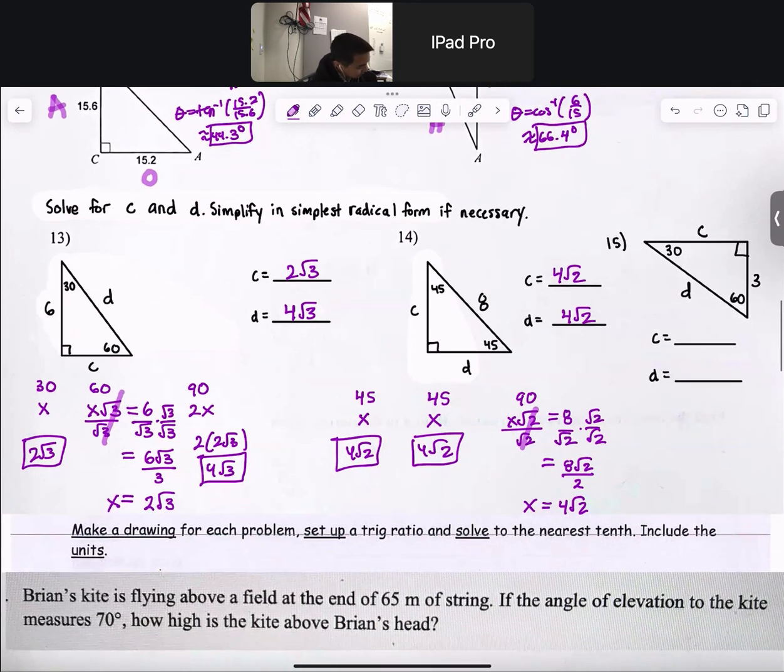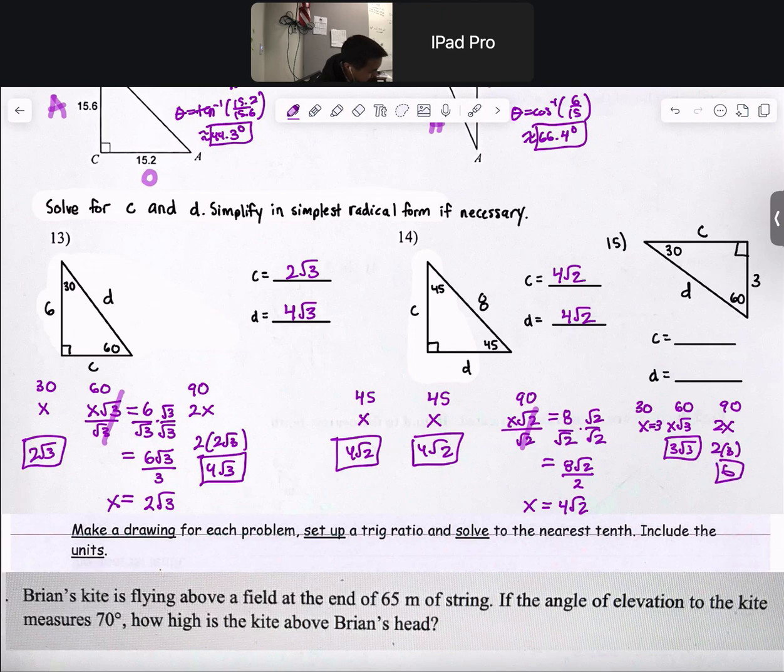Okay, alright, 15. So we got a 30, 60, 90, right? x, x rad 3, 2x. Now the side length we do know is the one across from the 30, so the side length across from 30 is 3. So we know x is equal to 3. Perfect. So then we plug that into the rest. 3 rad 3, 2 times 3, which is just 6.